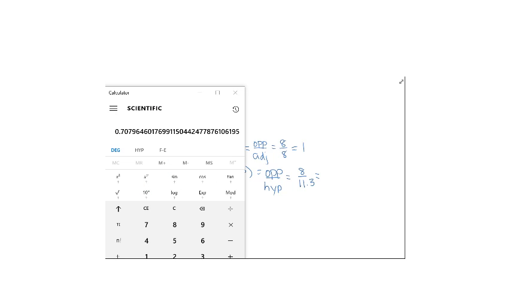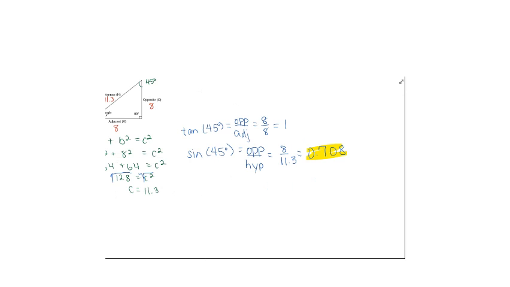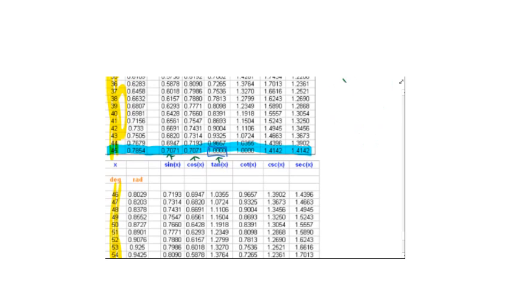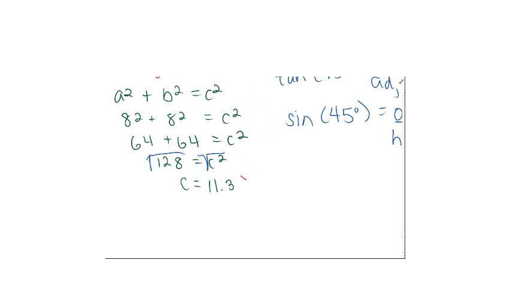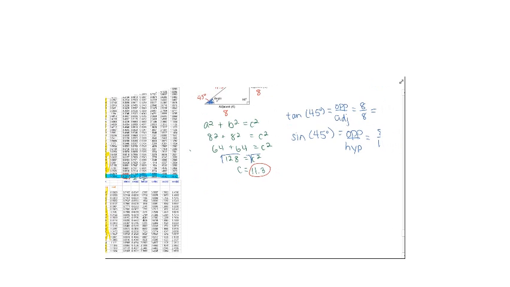Notice when you do, you get 0.707964, etc. And we're going to go ahead and round this to 0.708. Notice that 0.708 is very, very close to the sine 0.7071. And the reason it's not exact is because we had to round when we did the Pythagorean theorem. Otherwise, it would have come out exact.